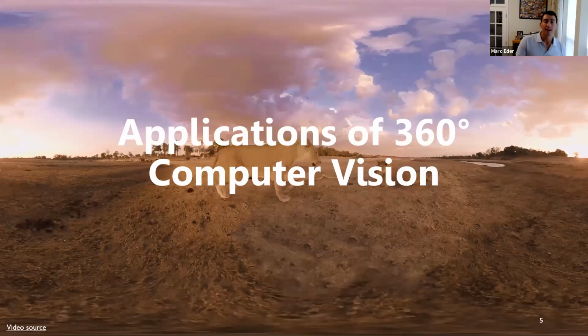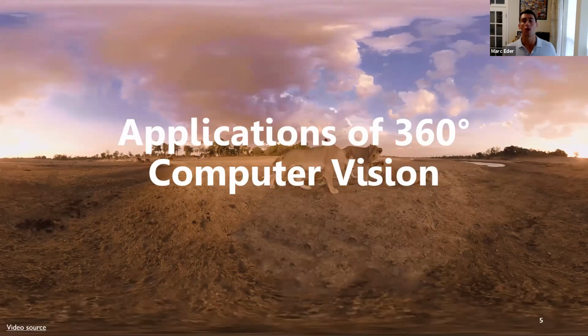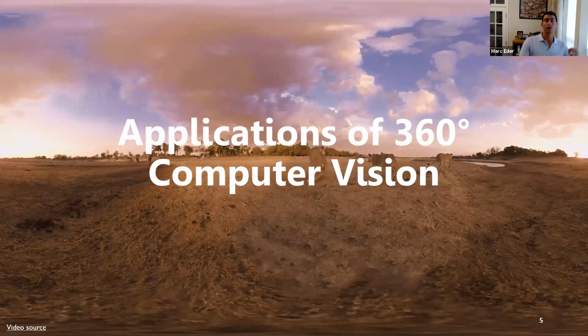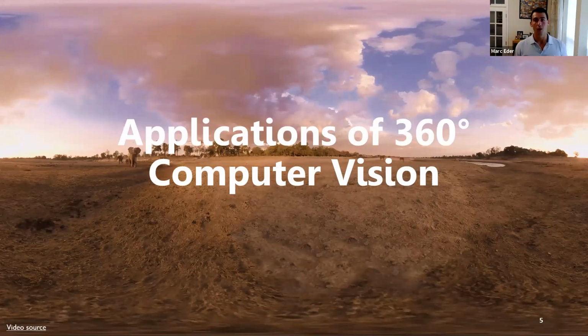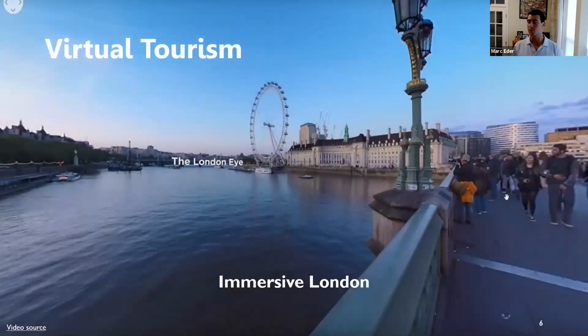As 360 data acquisition has become easier thanks to the emergence of commodity 360 cameras and high quality smartphone panorama stitching and things like that, the number of applications has grown considerably. One of the most widespread uses is virtual tourism. It's actually particularly great for times like now when everyone's stuck at home in quarantine. So with these 360 videos, we can magically whisk away to the African savannah, or virtually explore London.